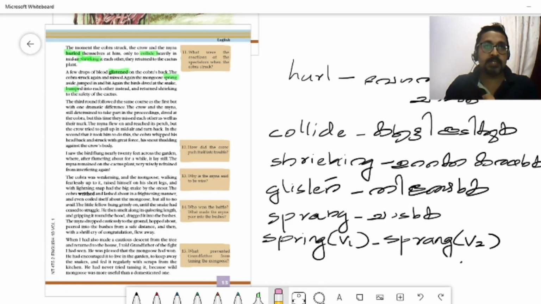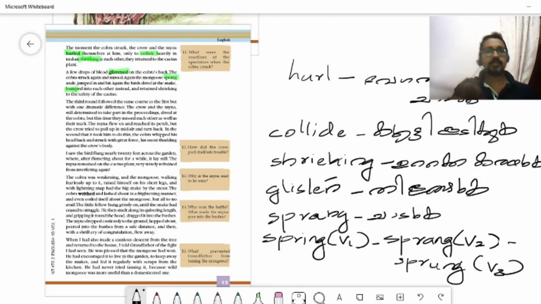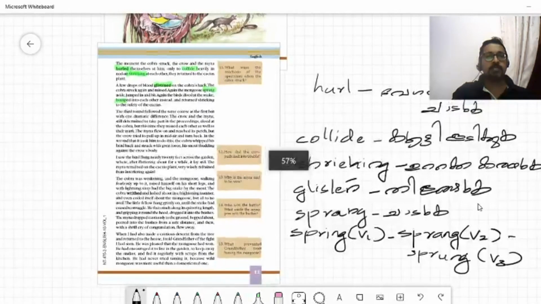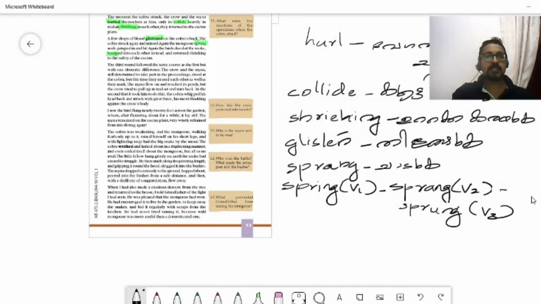Again there is a V3 form. What is it? Sprung. V3. So spring is the V1 form, sprang is the V2 form, and sprung is the V3 form, the past participle form.